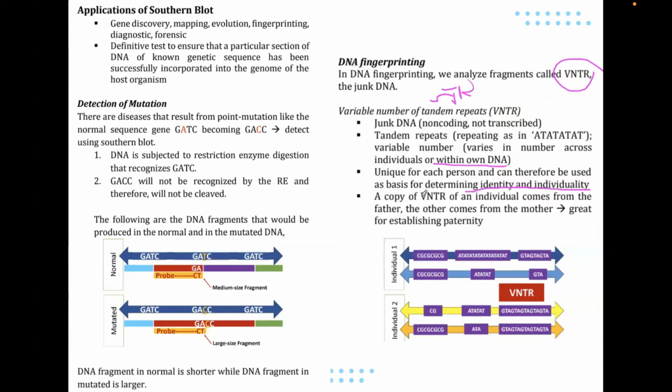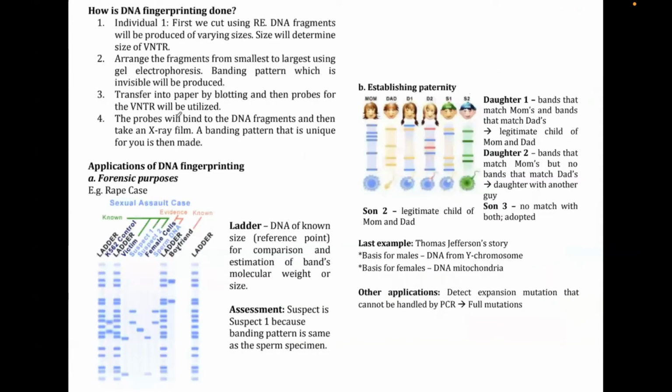And then a copy of VNTR of an individual comes from the father and the other copy is coming from the mother. It is great for establishing your paternity. Ginagamit siya sa mga paternity testing. So, example, ito po siya. Paano ba ginagawa ang DNA fingerprinting? Paano mo siya masasabi na ito yung mother, ito yung father by basically looking lang doon sa pattern ng tinatawag nating mga DNA bands. So for example, an individual, number one, first we cut using yung ating RE.